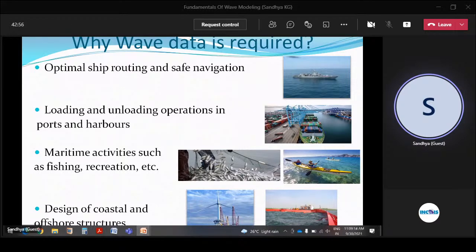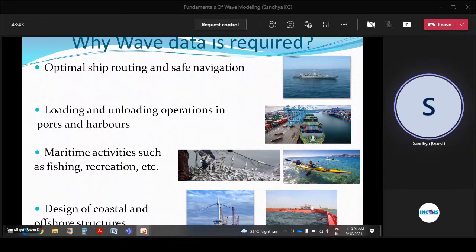So for safe navigation, prior knowledge of the wave condition is a must. Now for loading and unloading operations in ports and harbors, this wave data is required. If the wave height is very low, the boat may get stuck in the bottom. And for maritime activities such as fishing, recreation, etc., wave data is required. INCOIS is giving OISF forecasts for the fishermen because they want to know wherever the fish is found in abundance, whether the ocean is calm or is it okay to go there. So all these details are required by the fishing community. And for recreation activities also, whether it is safe to navigate to those areas. So they also require this kind of information.